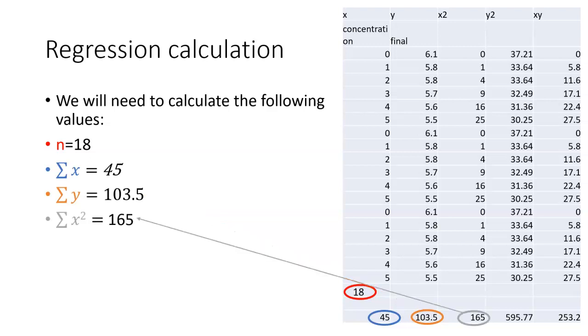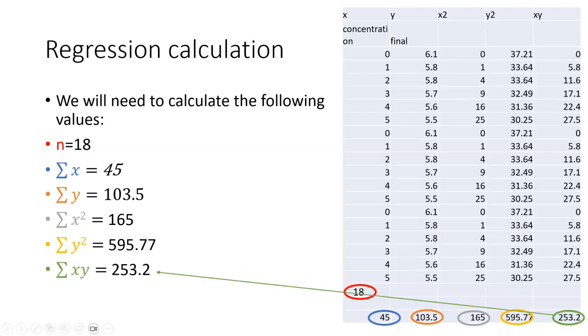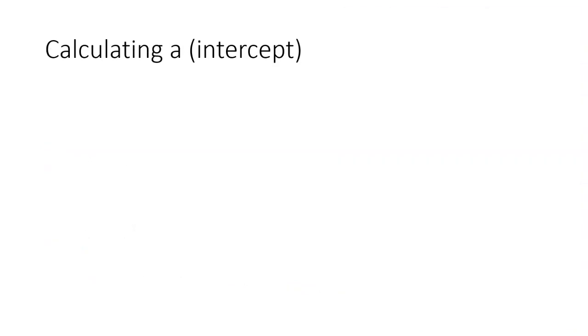You need the value of each X value squared. If we take the 0, we square it, we would get 0. The 1 squared gives us 1. We add those values together and we get 165. Then we do the same for the Y. We get the sum of the Y squared values. That gives us 595.77. Then we get the value of the XY, X times Y. We add these together. We get 253.2.